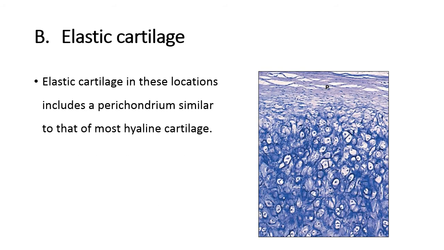The elastic cartilage in these locations includes a perichondrium similar to that of most hyaline cartilage. As we see in the image on the right side, this histological section of elastic cartilage demonstrates the perichondrium at the periphery.